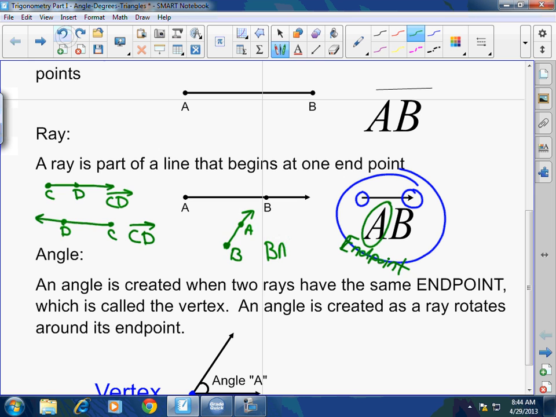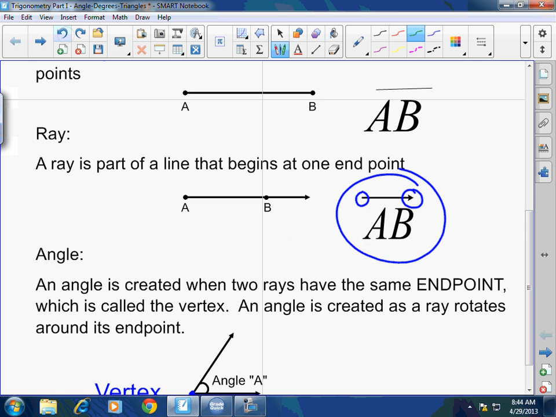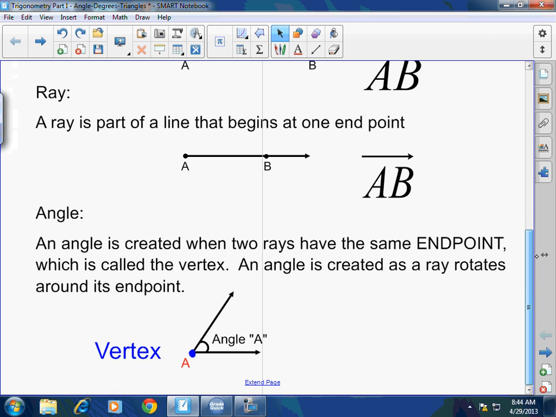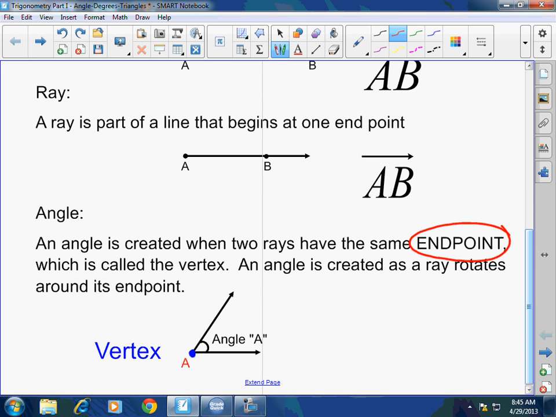Yep. Okay. All right. Now, the ray is the really important one, believe it or not, for our purposes here. Because an angle, my friends, is created by two rays. In fact, it's created when two rays have the same endpoint. And when they have that same endpoint, it is called a vertex. And an angle is created as a ray rotates around its endpoint.